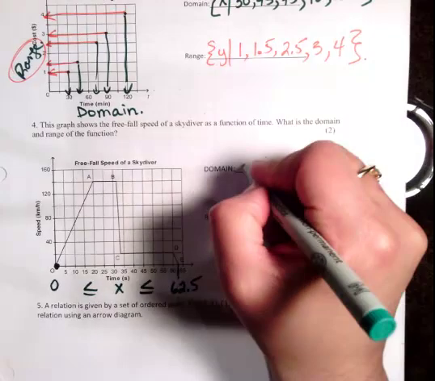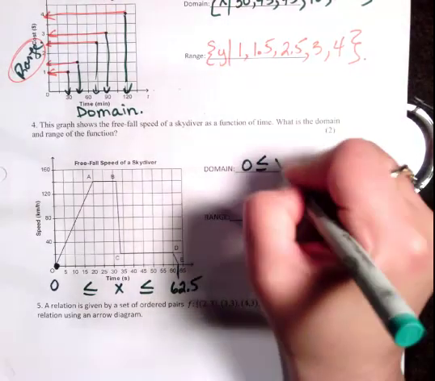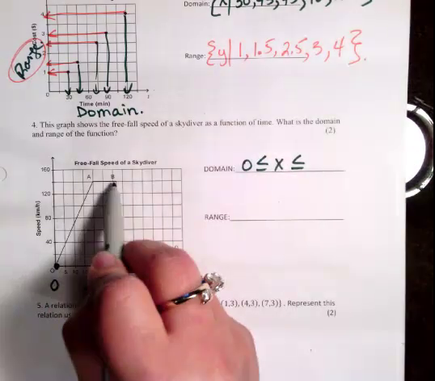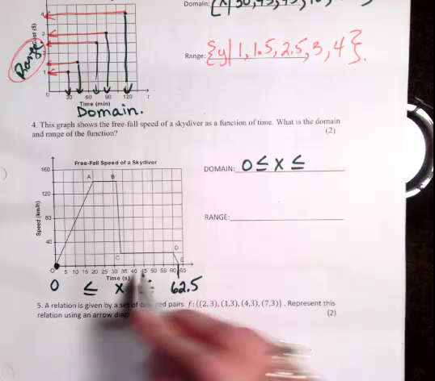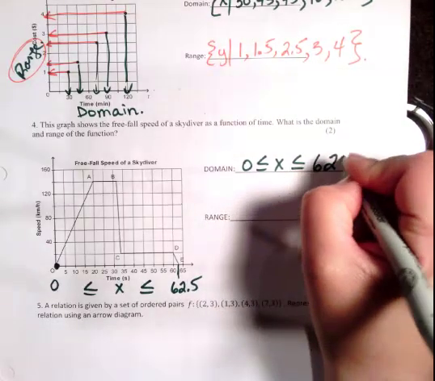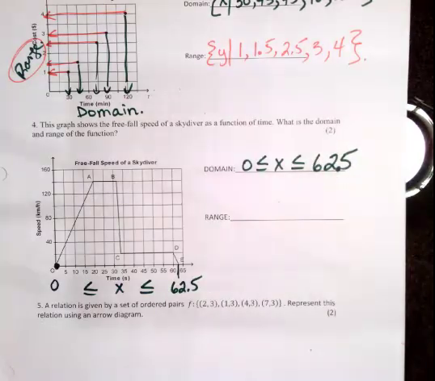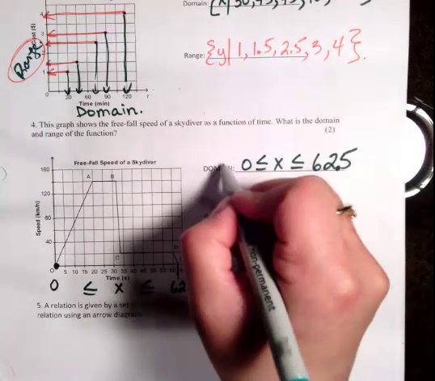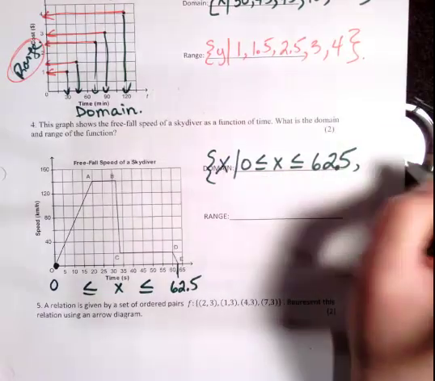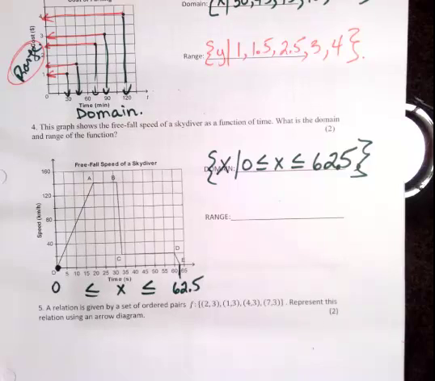So that's our domain. And the reason we write it this way is because all the values in between exist. So we've got a line connecting all of my values. So I'm going to say 62.5 as my domain. And you could have your fancy bracket there. Okay. Now our range is the same idea.